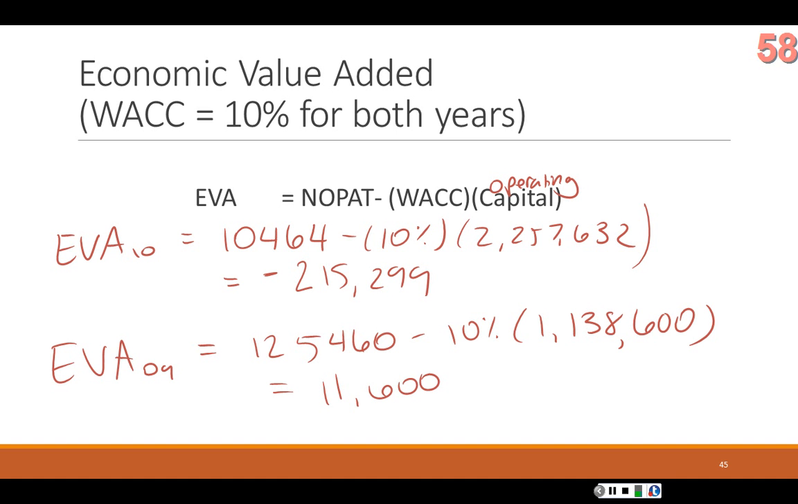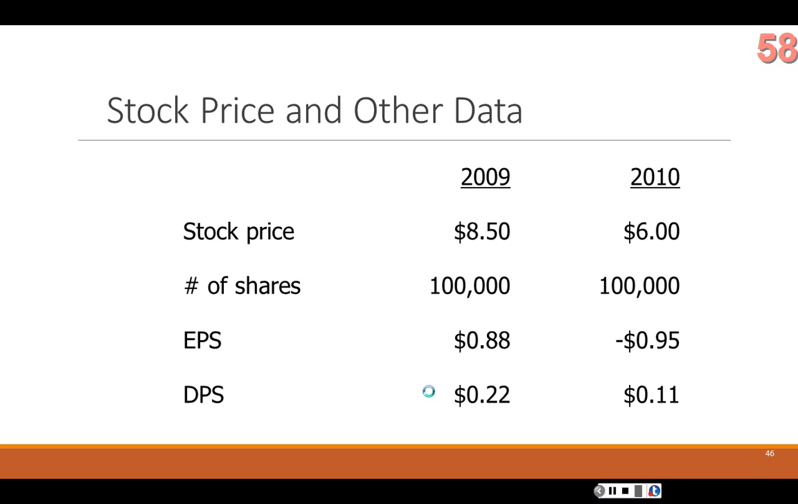So managerial actions added $11,600 in value to the shareholders in 2009, but managerial actions cost shareholders $215,000 in 2010. So the negative free cash flow was not a good thing. So here we see that the stock price did decline in 2010. Earnings per share declined, and so did dividends per share.